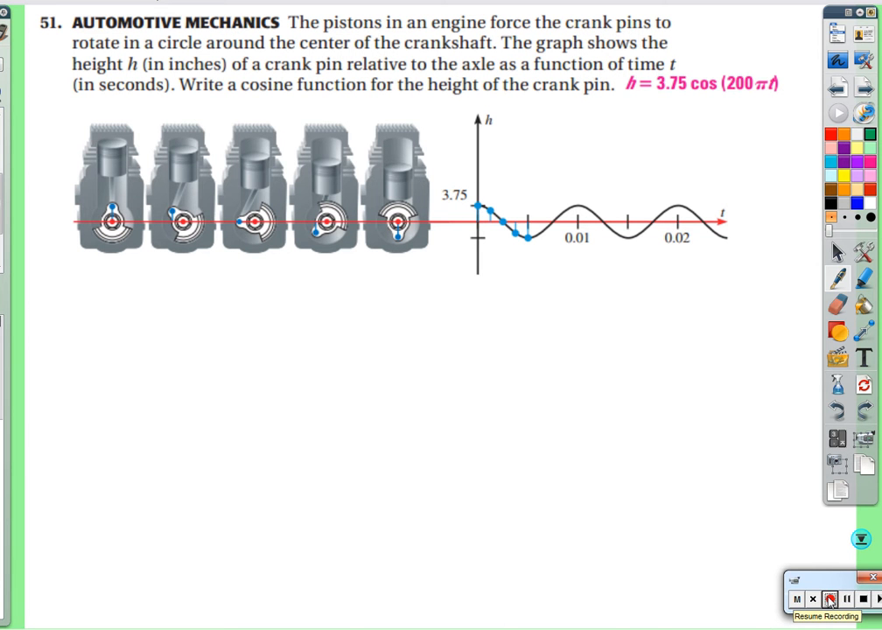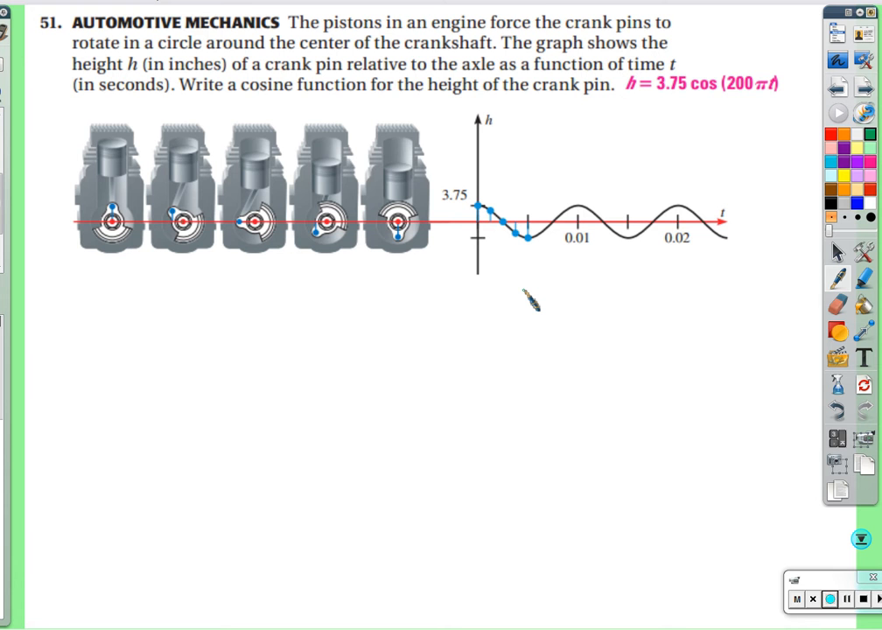So we see, we start at the top, and it's moving around this way, so we're measuring its vertical distance from the center, from this axle right here. So it moves down, now it's level, now it's below it, now it's down here. So you're seeing those distances mapped out on a graph.